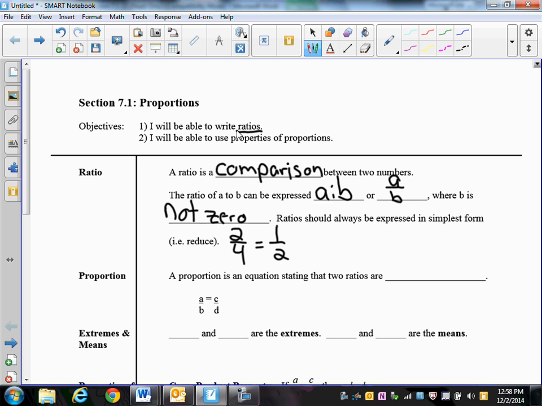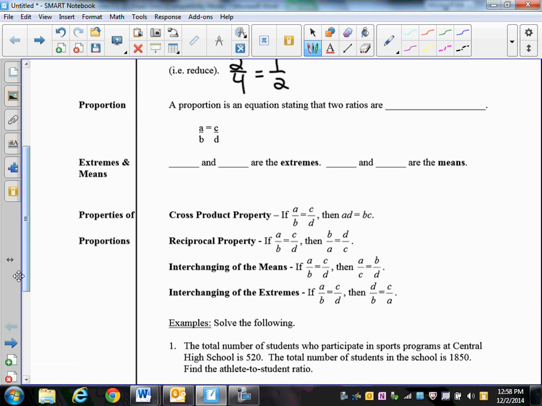So if we have something like 2 over 4, it should be reduced to 1 over 2, or simplified. We also have proportions. That was another word in our objectives, properties of proportions. A proportion is an equation stating that two ratios are equal. So there we have two equal ratios, and something that's not terribly important are the extremes and the means. A and D are the extremes, and B and C are the means.